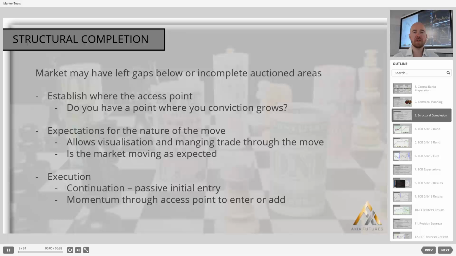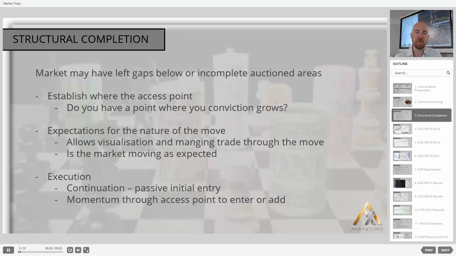Now, what you're looking for here is a market that's left a piece of structure that hasn't fully traded out. Now, this could be an area of poorly moved prices higher, for example, so a sort of grind up. That's an area then the market can trade all the way back through.